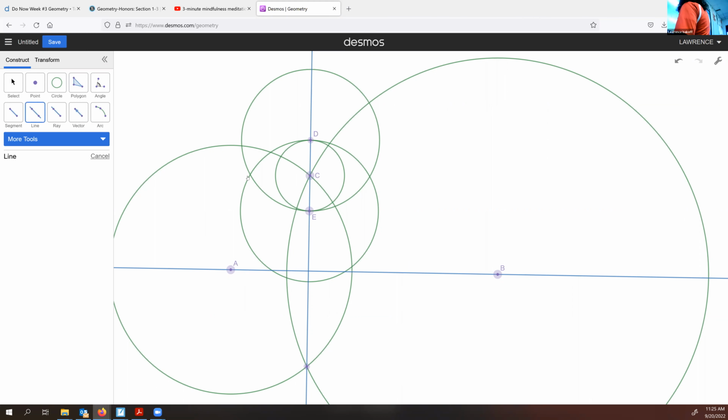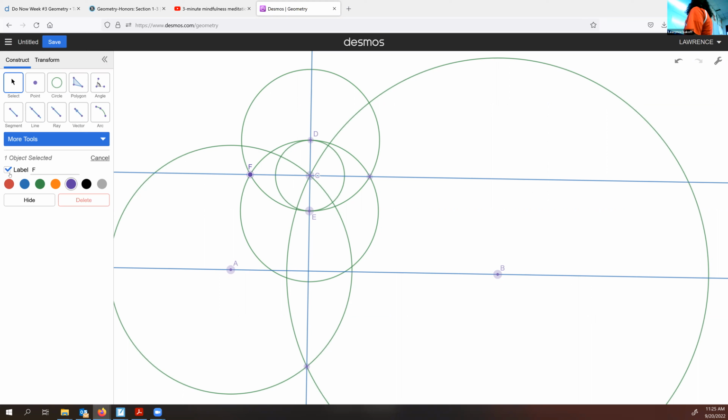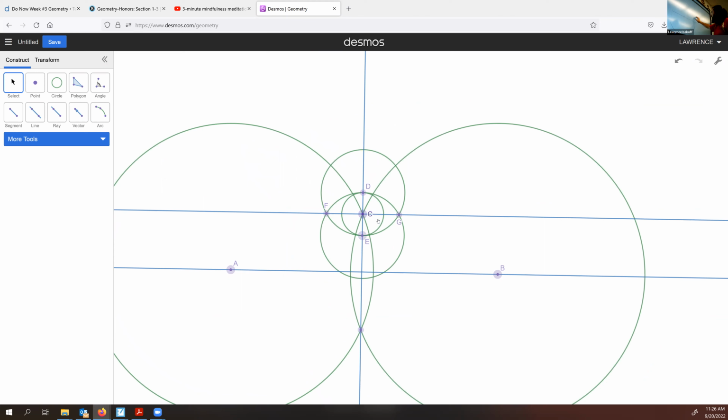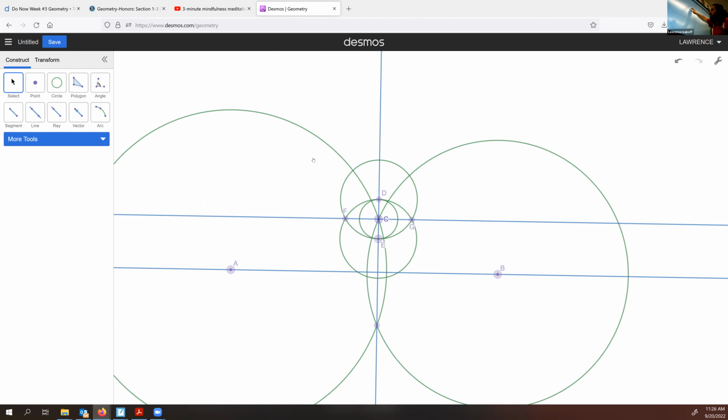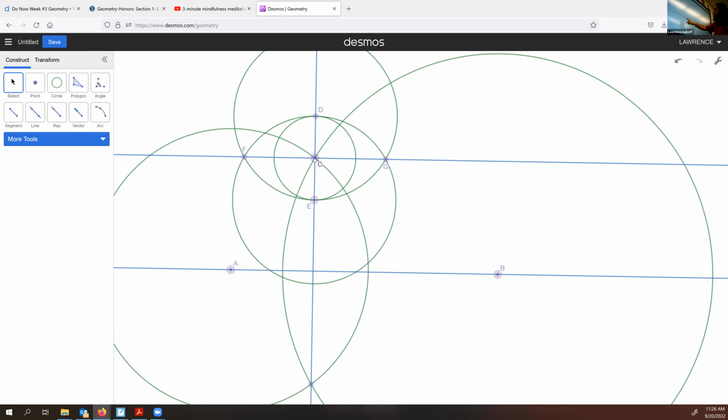So I can draw the line that goes through them. And it does appear this line, which we're going to label FG, is parallel to AB. So we see this here. I can move point C around. And again, wherever I stop, it appears to be parallel to AB.